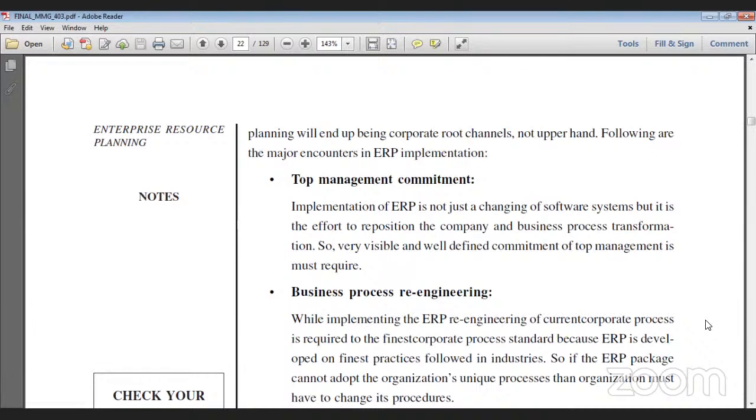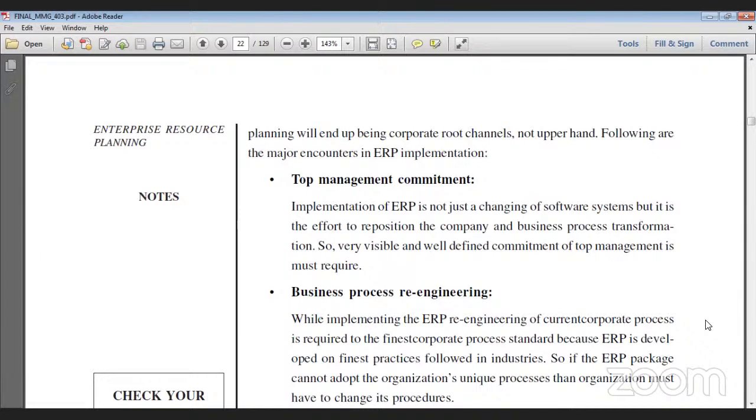So, a very visible and well-defined commitment of top management is required. This is the first challenge: top management commitment.